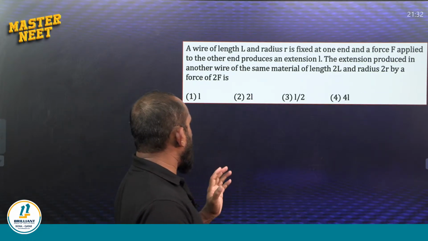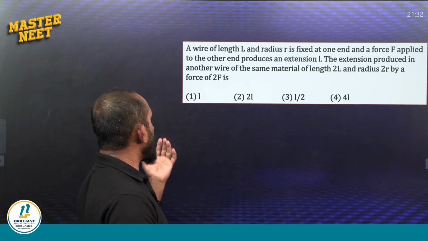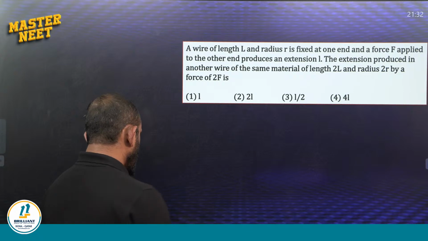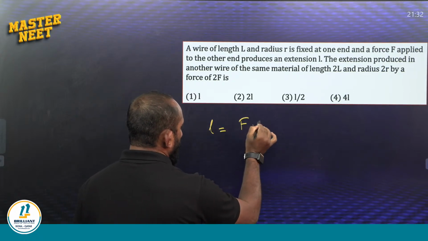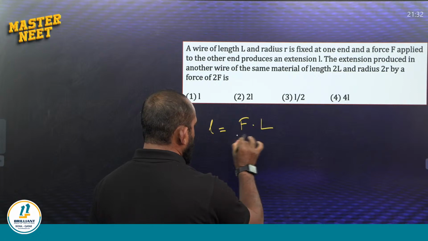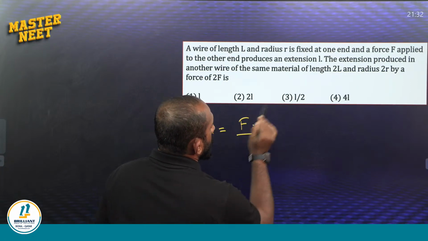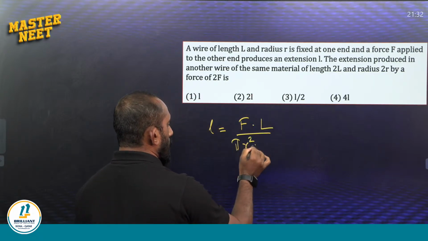A wire of length L and radius R is fixed at one end and a force F is applied to the other end, which produces an extension L. So the direct concept given is that extension will be equal to F into L, the original length, divided by area. F is given, radius R is given, so pi R square into Y.